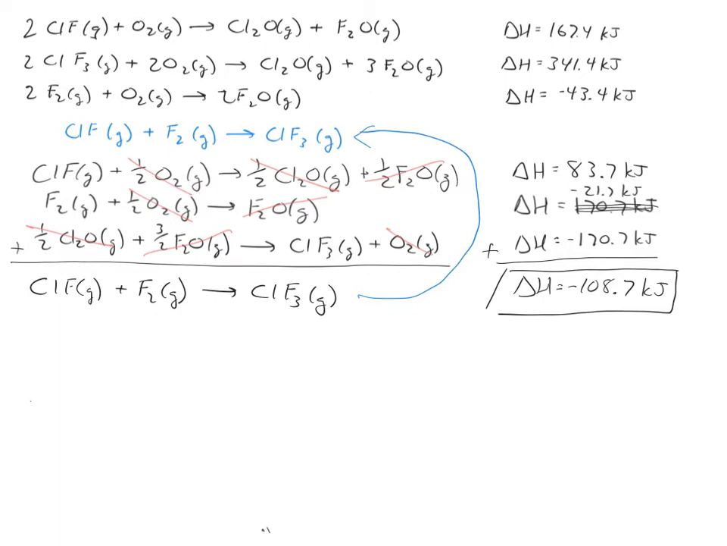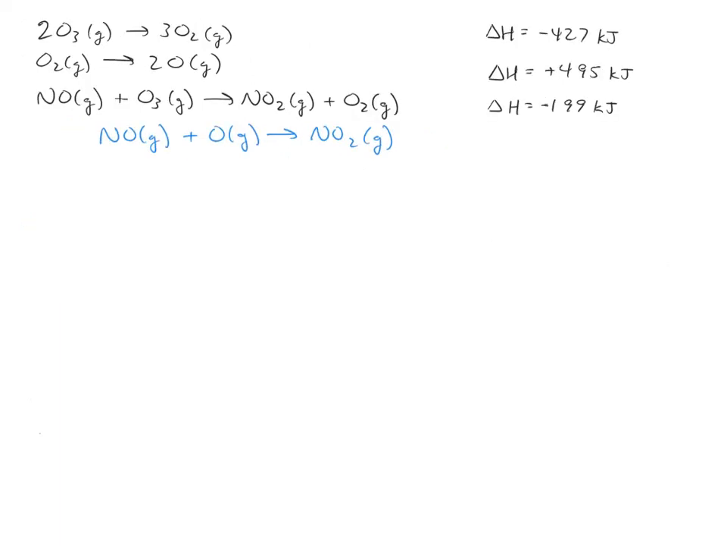Now, moving on to the next example. Here we have our new example, and here we have our new unknown reaction right here. So NO gas plus O gas makes NO2 gas. So I want to find the delta H for that based on these 3 reactions above and their known delta H's.